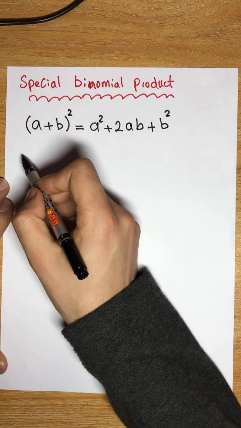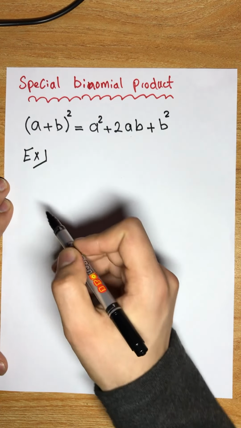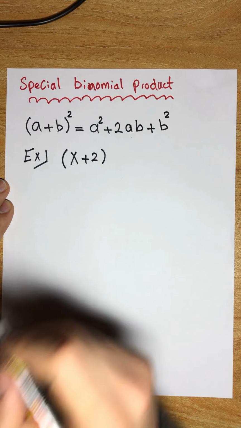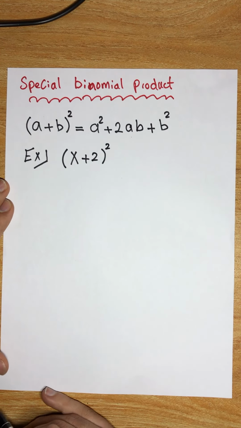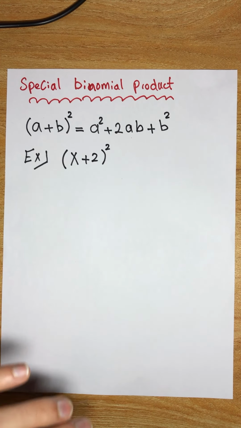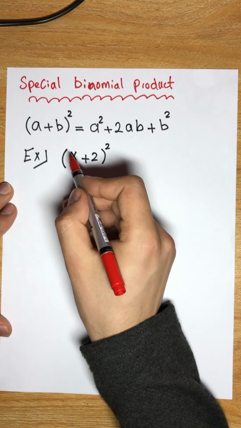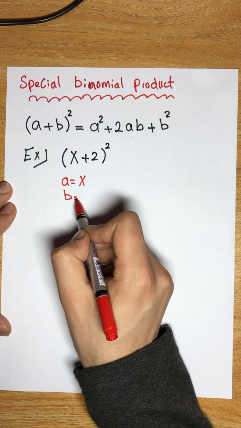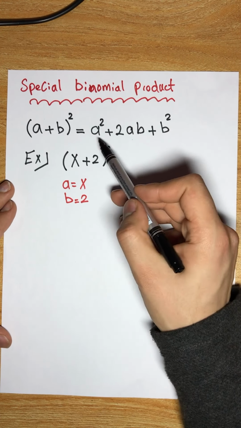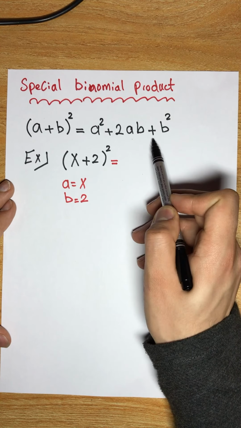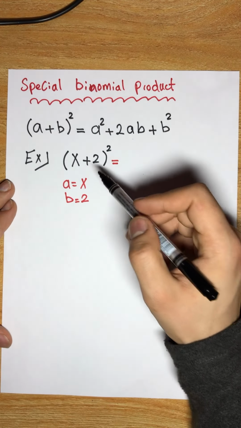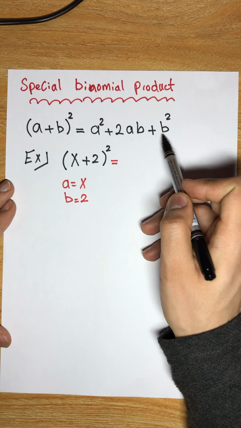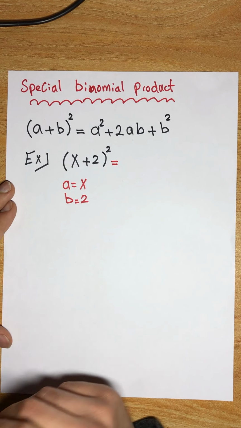Now let's do an example about the first rule. Let's say that we have x plus 2, all raised to the power of 2. Now we know that a is equal to x and b is equal to 2. Okay, now we will use this rule to expand this expression, and instead of each a we should put x, and instead of each b we should place 2.